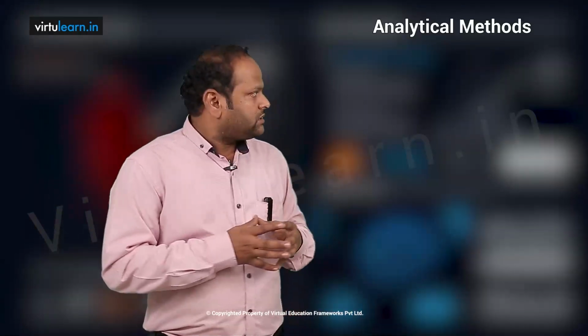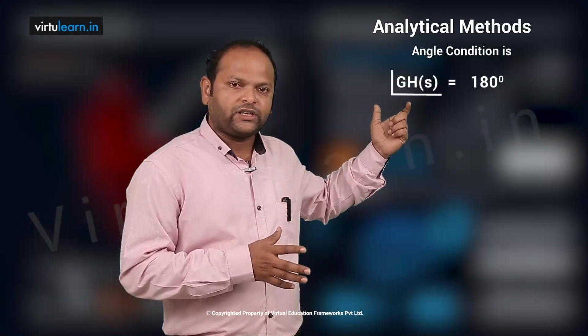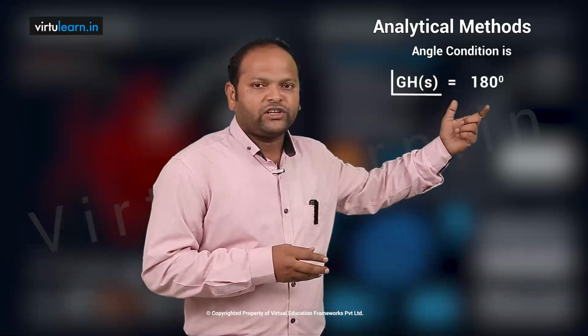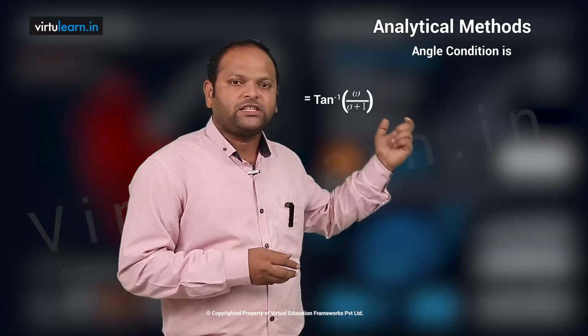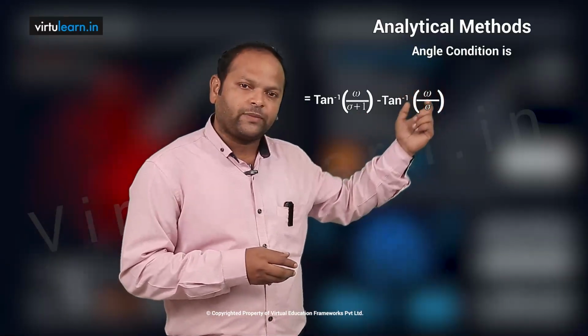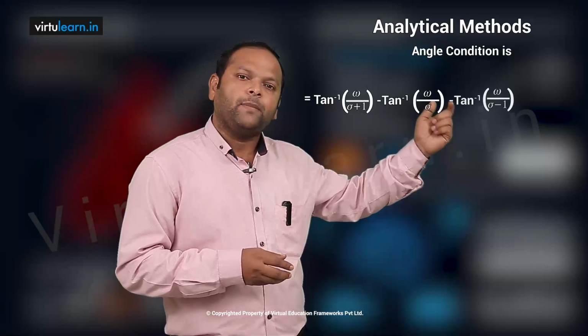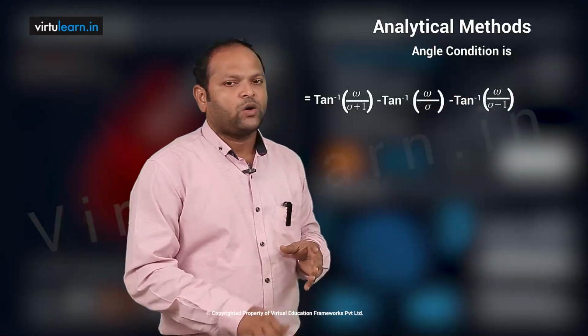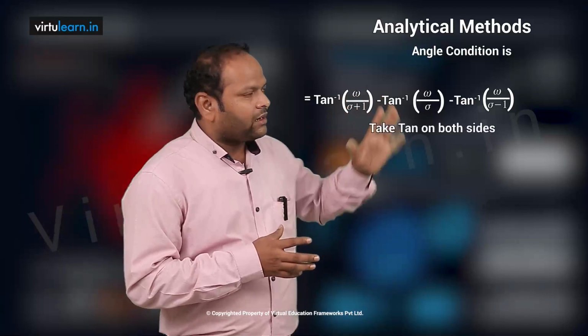Now what I need to do is equate this phase angle to 180 degrees. That means I am going to use the phase angle condition of the root locus. The phase angle condition is angle of GH of s is equal to plus or minus 180 degrees. Let us say I will take plus 180 degrees now. So when you equate this, let us see what you will get. We have the equation already: tan inverse of omega by sigma plus 1 minus tan inverse omega by sigma minus tan inverse omega by sigma minus 1. So take the tan on both sides.